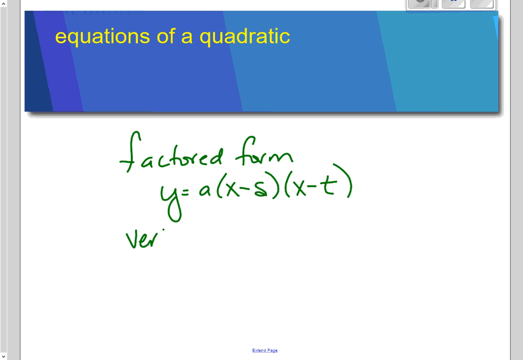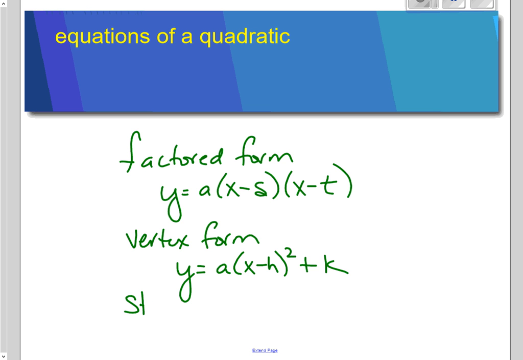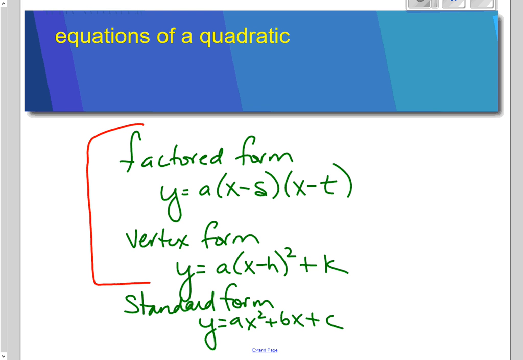We can have vertex form, which could look like this. And then lastly, we have standard form. So what we're going to look at today is, given different information, can we actually find the equation of our quadratic? And specifically, if we're given information that's either from factored form or from vertex form. So these will be the two that we'll be using today.